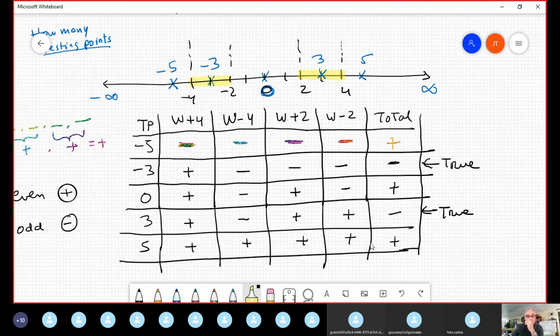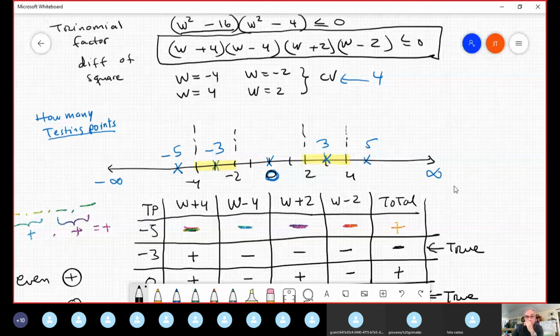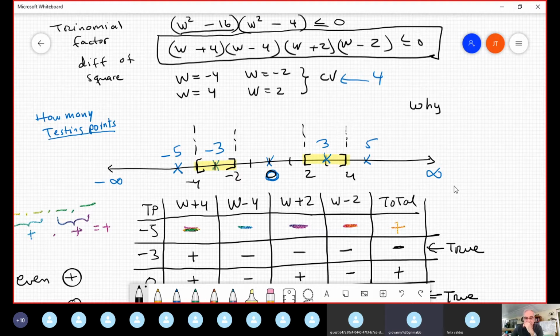Now, my next question is, when you rewrite the final answer, do you use a square bracket or parenthesis at the endpoint? I write a square bracket, because it's equal to. Exactly. You see that symbol? This symbol is the combination less than or equal. This symbol is just less than, and that is a parenthesis.